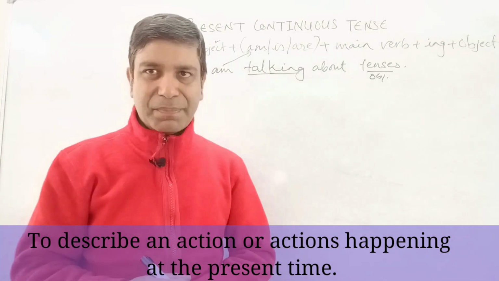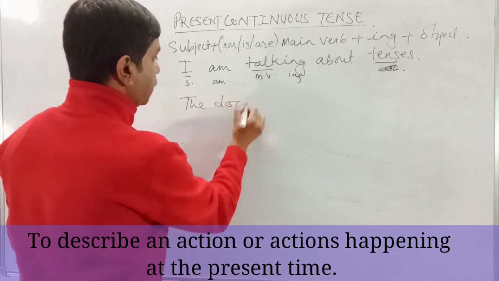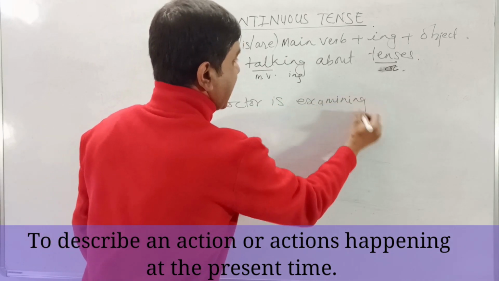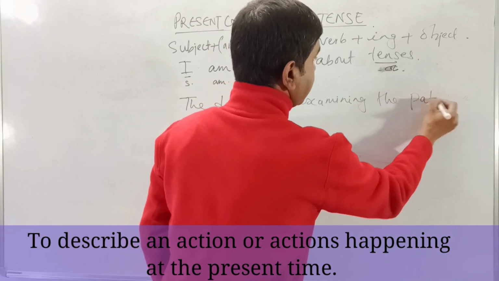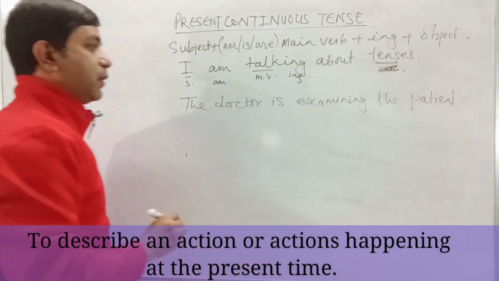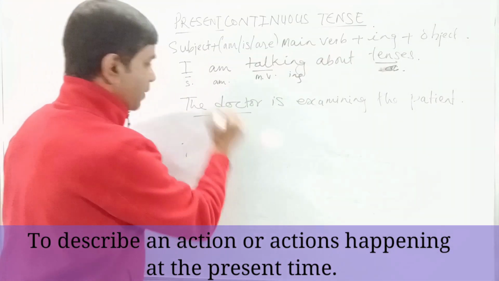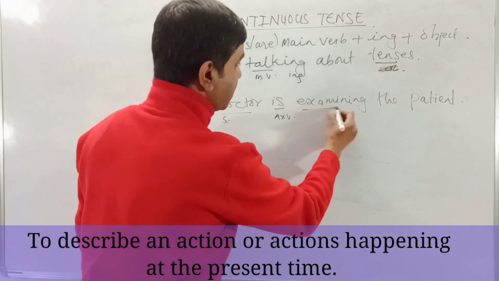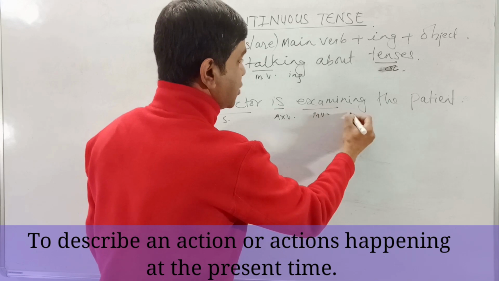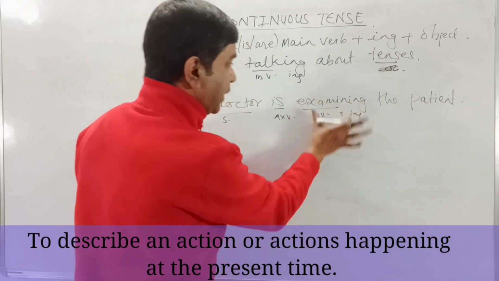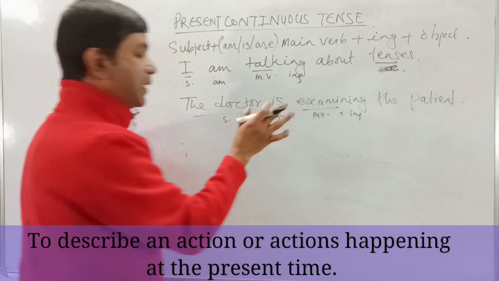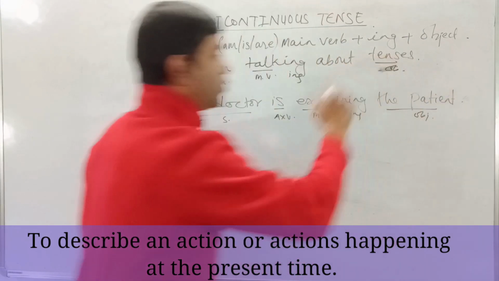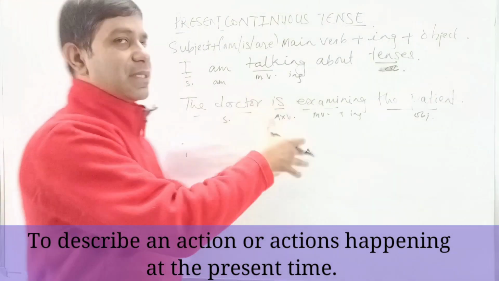Let's take another example. The doctor is examining the patient. Look at this sentence. The doctor is the subject, is is the auxiliary verb, and exam is the main verb, plus ing is the continuous form, examining. And whom is the doctor examining? The doctor is examining the patient. Patient is the object of the sentence. So the doctor is examining the patient.